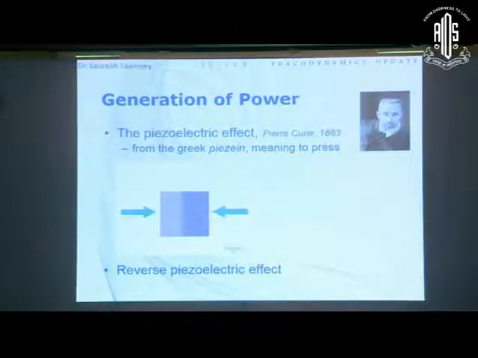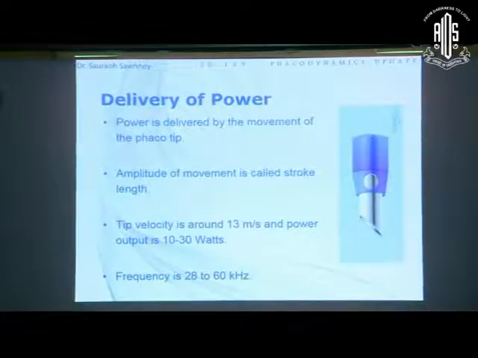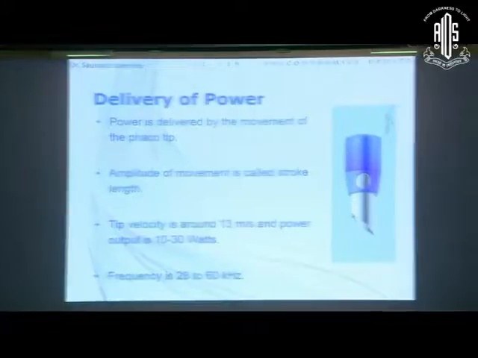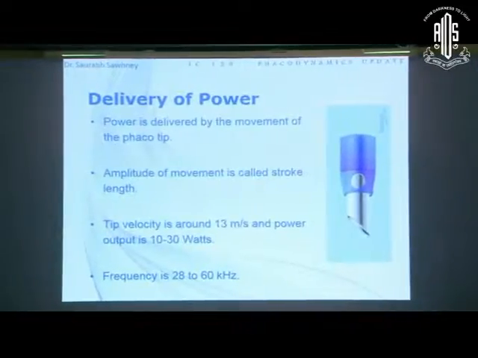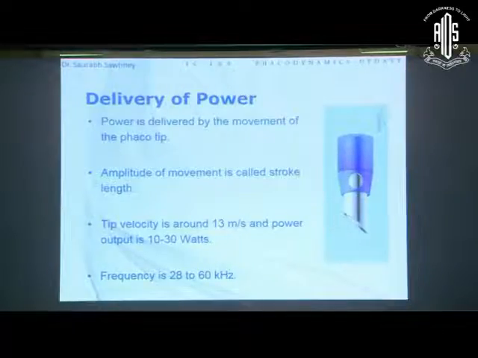Once the power is generated in the handpiece by means of these crystals, it thereby delivers the energy to the nucleus. The amplitude of this movement is called stroke length, and the velocity is around 13 meters per second, and the frequency varies from manufacturer to manufacturer, often in the range of as low as 28 to up to 60 kilohertz. Now these are all ultrasonic frequencies, and the average has been around 35 to 45 kilohertz, which has been found to be a good mix between cutting ability and not causing a burn.